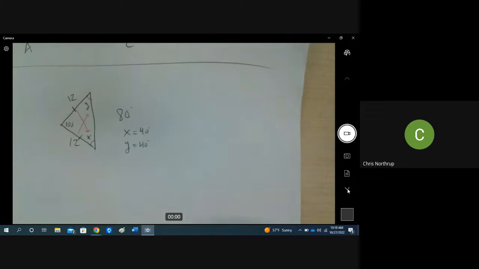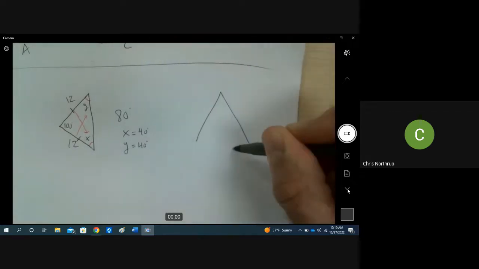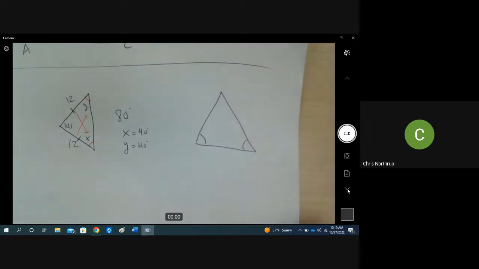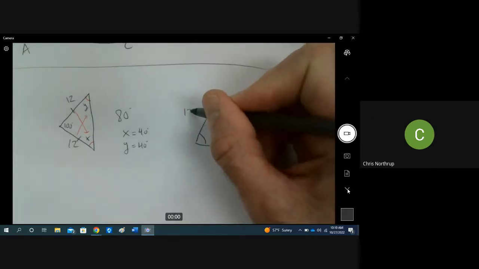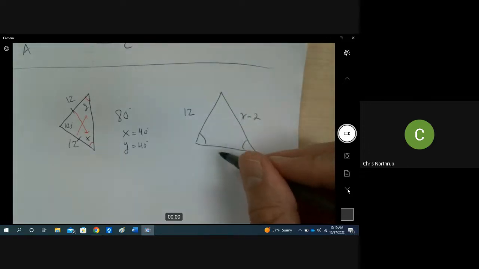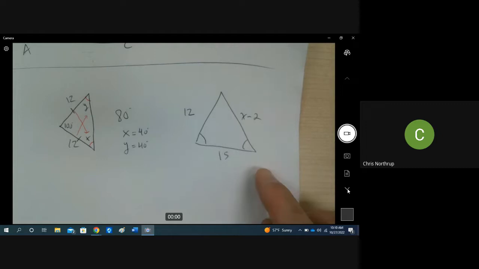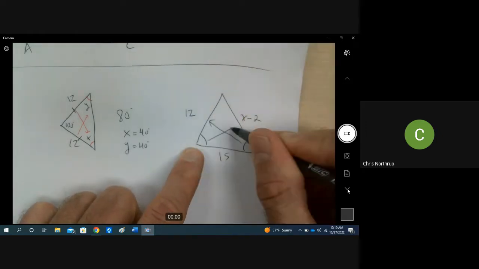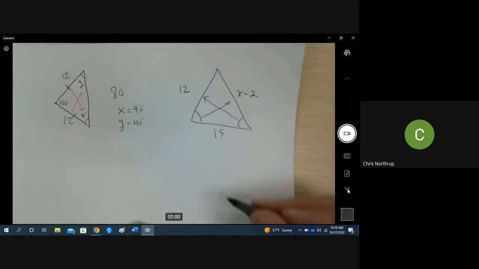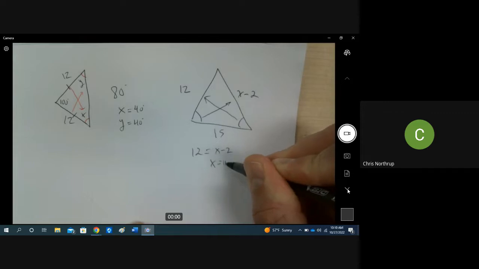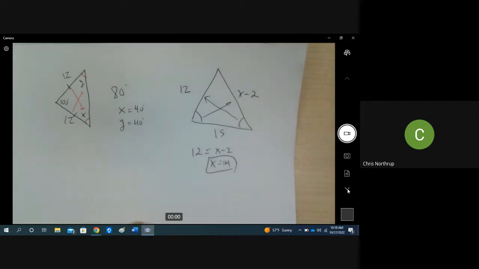Other questions they might give you. They might give you a triangle like this one and say that these angles are congruent and say that this side is 12 and this is x minus 2. And maybe this side is 15, who knows. Because these angles are congruent, that means the sides opposite those angles are also congruent. So you could set up an equation like 12 equals x minus 2. So you get 14 as the value of x. So those are the two main types of questions you're going to see with isosceles triangle theorem.